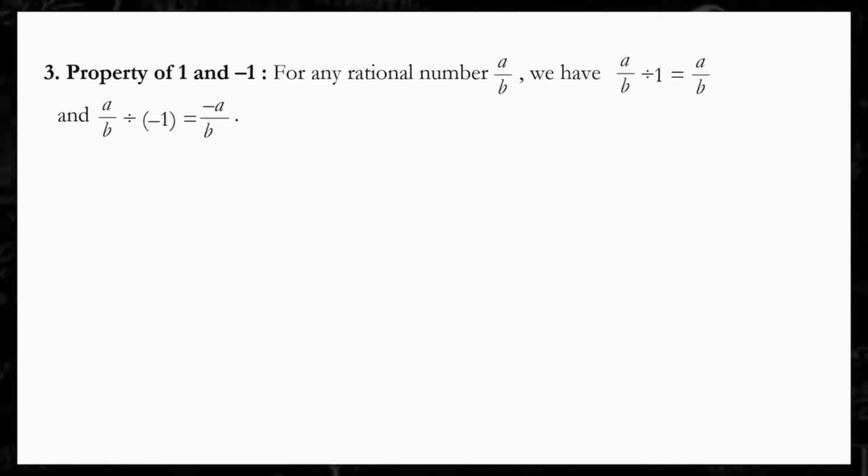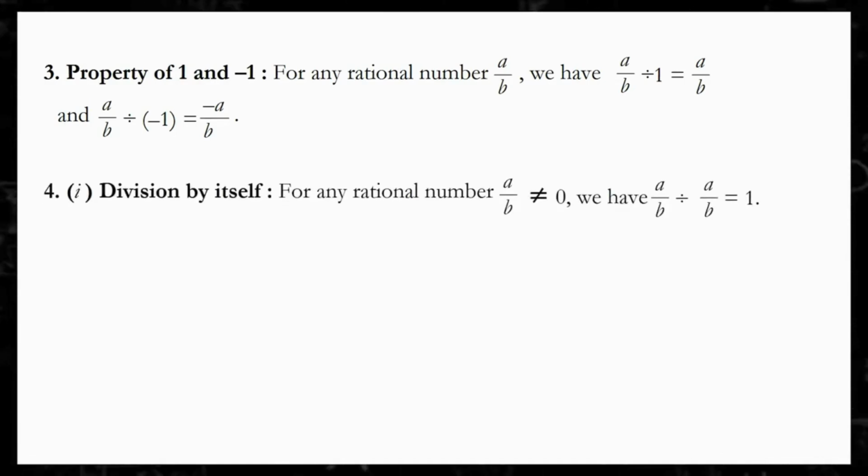3. Property of 1 and -1. For any rational number a/b, we have a/b divided by 1 is equal to a/b, and a/b divided by -1 is equal to -a/b.